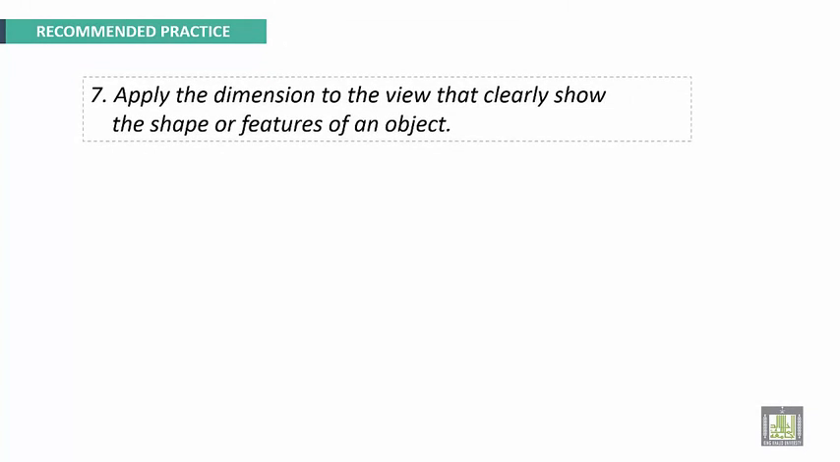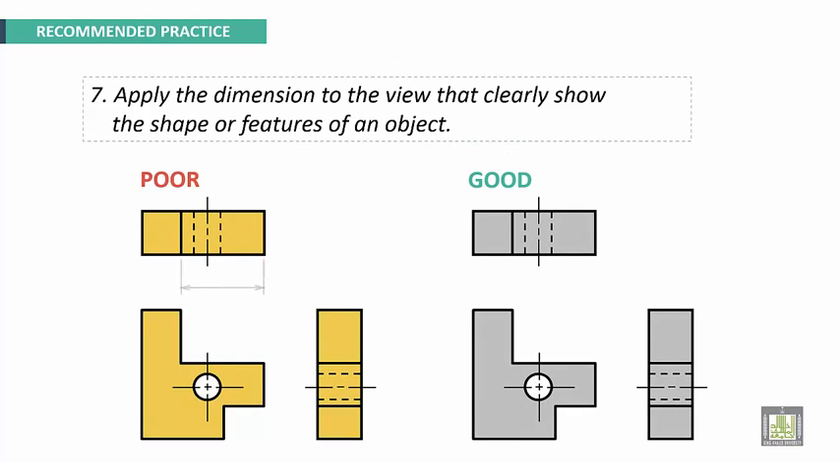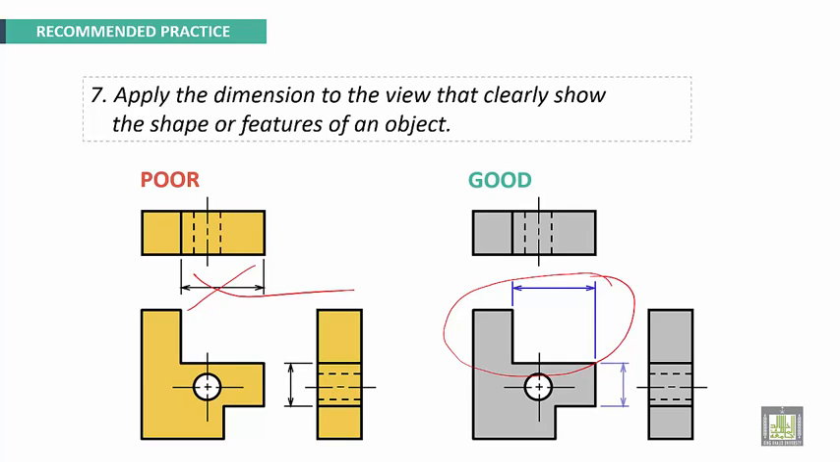Next recommendation: apply the dimension to the view that clearly shows the shape of features of an object. The example here is the following. For this dimension, to show this shape, it's better to put it here to clarify the shape. Here is not good. Here too, this is not good. For this dimension also, this is not good. It's better to put it here to locate this hole.